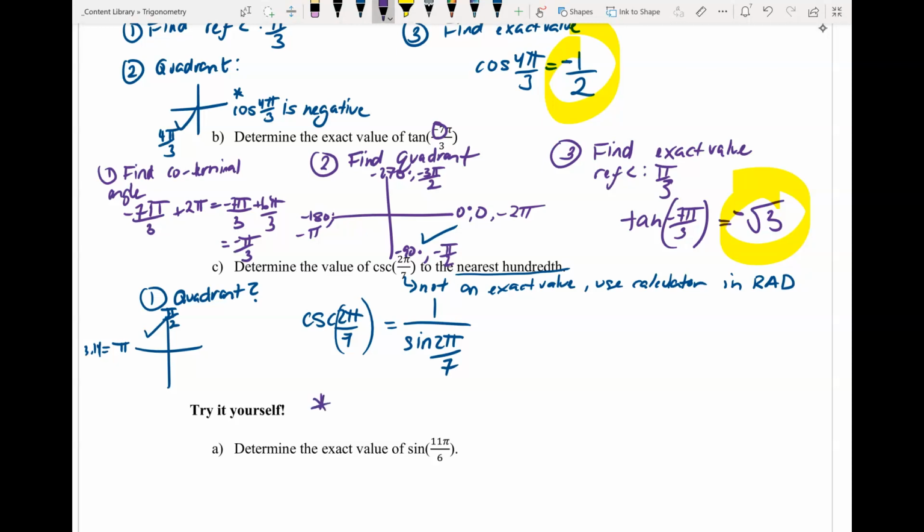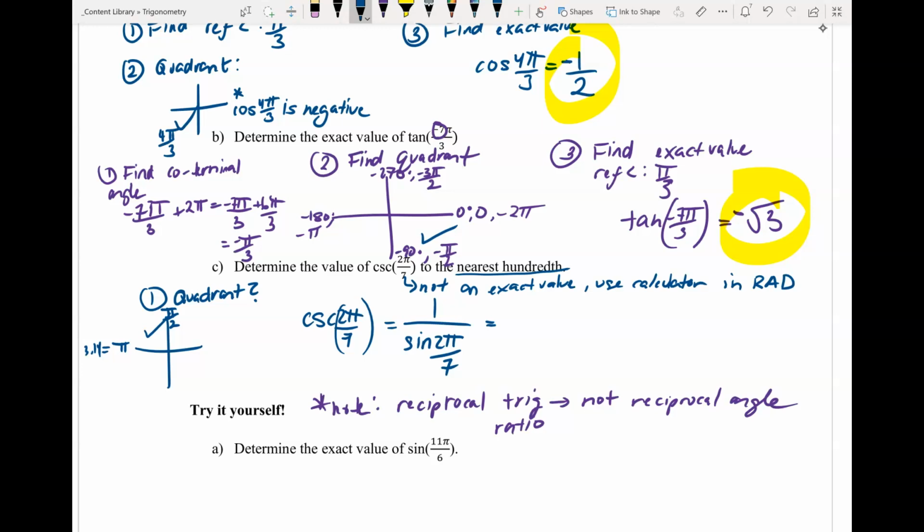So I'm going to write a note down here so you don't forget. Reciprocal trig, not reciprocal angle. So it's a reciprocal trig ratio, not a reciprocal angle. So you're not going to say 7 over 2 pi. Do not do that.